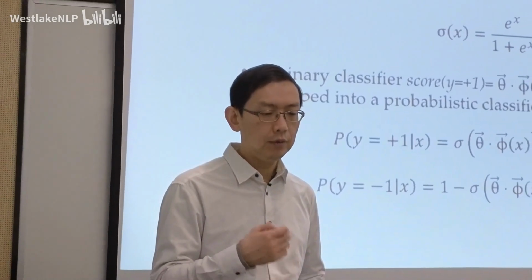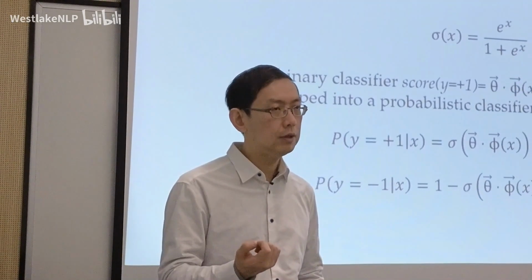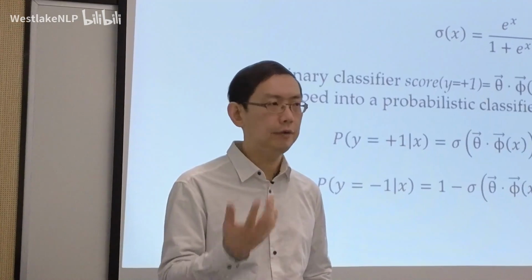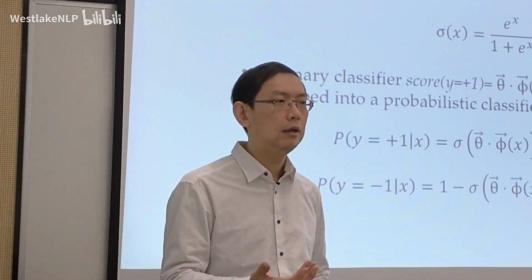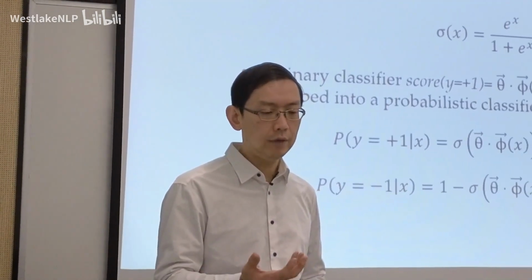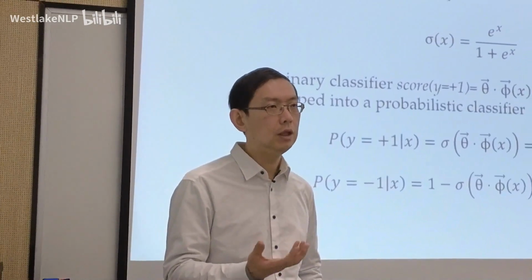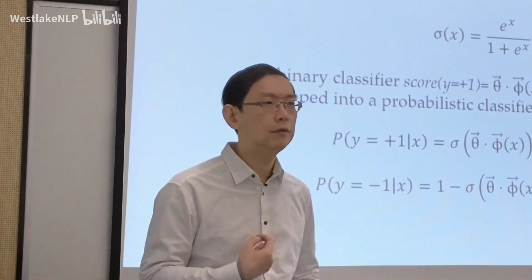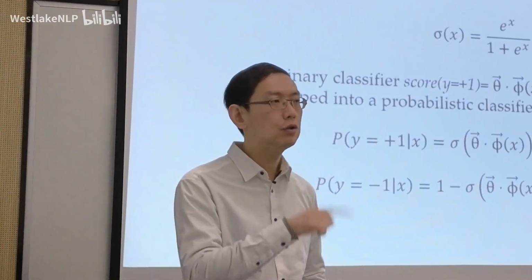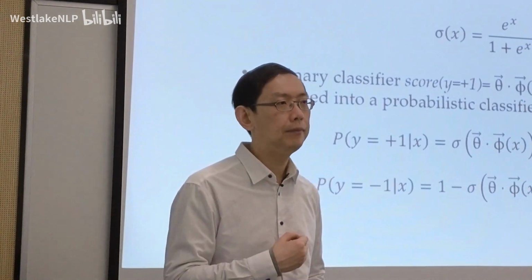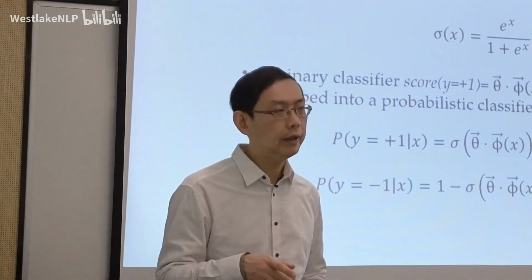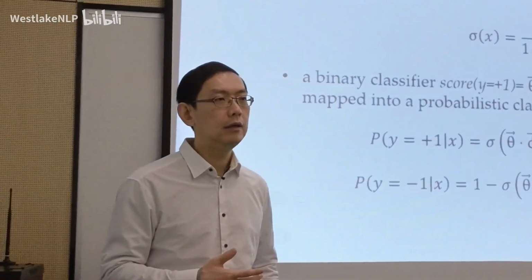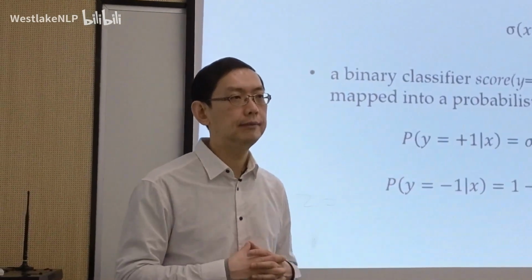Well, we normalize it into a number between 0 and 1 by applying the sigmoid function, okay? This sigmoid of theta dot phi x will denote the probability of x being a positive document. So what's the probability of the negative document then? We just use 1 minus this score, okay? So 1 minus sigmoid theta dot phi x. That achieves the normalization.